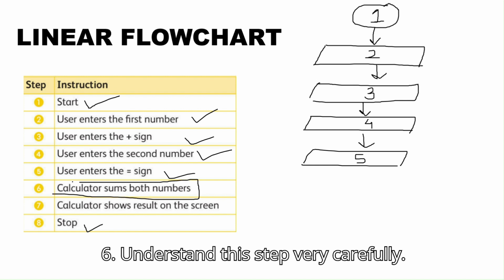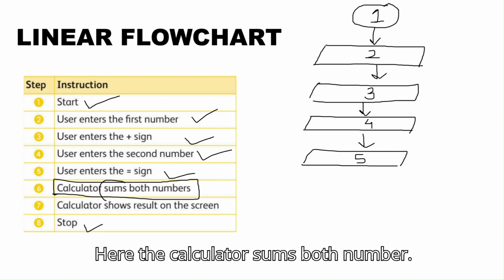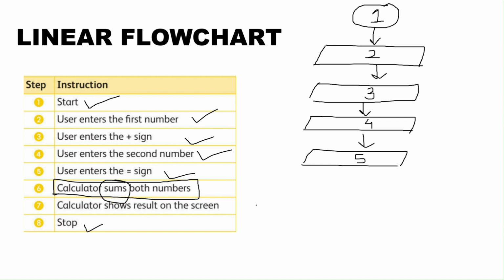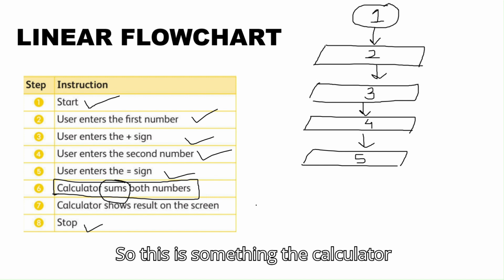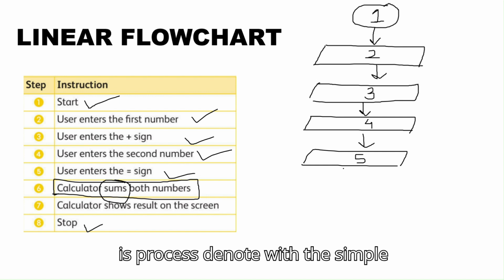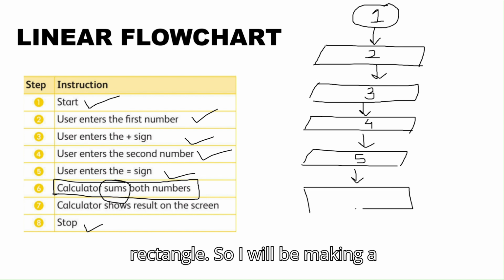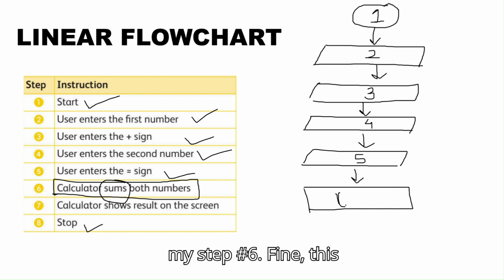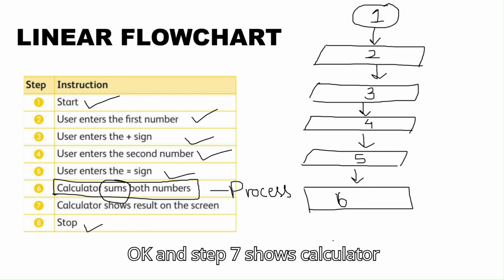Understand the step very carefully. Here the calculator sums both numbers. तो कैलकुलेटर दो नंबर का सम करने वाला है. सो दिस इज समथिंग द कैलकुलेटर परफॉर्म इट्स ओन, राइट. तो वो खुद से काम करने वाला है. ये प्रोसेस है जिसको मैं डिनोट करूंगी विद द सिंपल रेक्टेंगल. सो आई विल बी मेकिंग अ रेक्टेंगल. ये मेरा प्रोसेस है एंड दिस इज माय स्टेप नंबर 6. फाइन, दिस इज माय प्रोसेस. ओके. And step 7 shows the calculator result on the screen.